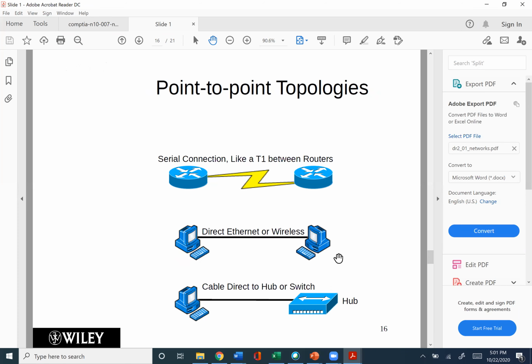All right, this is what we call point-to-point topology. The point-to-point topology could be through wireless or through a wired Ethernet connection. It will be either a straight-through cable going from your host to the actual hub. Yes, point-to-point is definitely two devices. It's a direct connection, like host to host or host to hub.